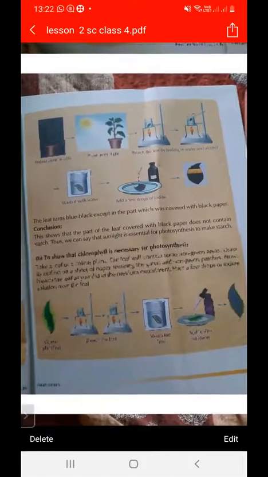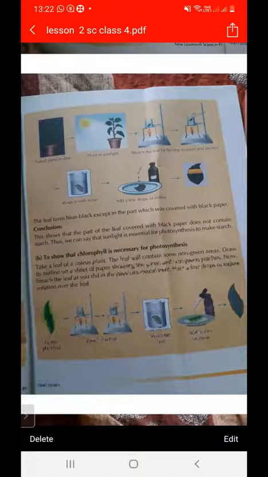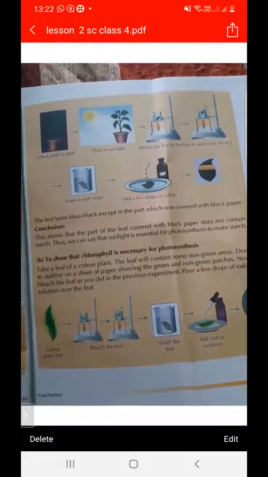The next activity is to show that chlorophyll is essential for photosynthesis. As we have studied in activity 1, sunlight is essential for photosynthesis. For photosynthesis, chlorophyll is also necessary. We will prove this also with an activity. Again, I am repeating the first activity. Firstly, we take a plant in the dark, and take one of its leaves, half covered with black paper, and keep this potted plant in the dark.